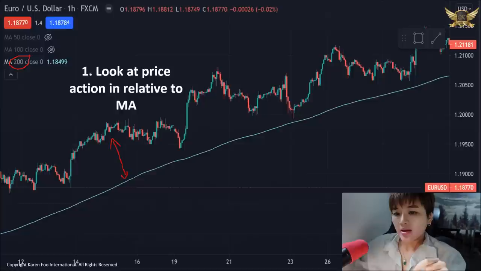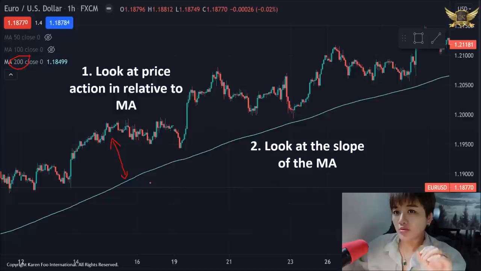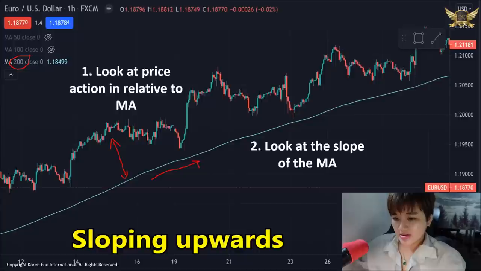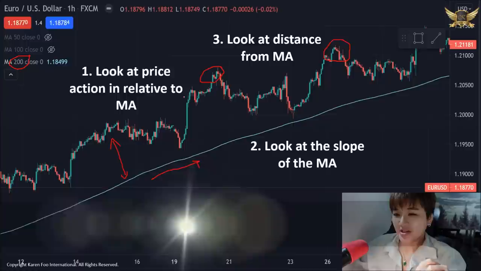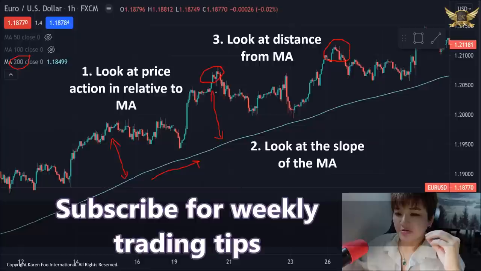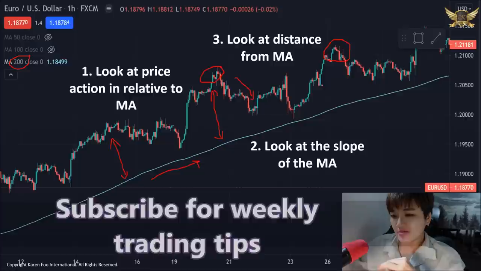Second step, look at the slope of the MA. If you want a proper uptrend, you want the moving average to be sloping upwards because it shows that traders are optimistic. Then if you're looking for an entry, okay, after a retracement, you don't want to buy here and you don't want to buy here because the distance of the candlesticks from the MA is too far away. And if you know how price action behaves, eventually it has to come down. It has to come down and stick to the MA or go near the MA.